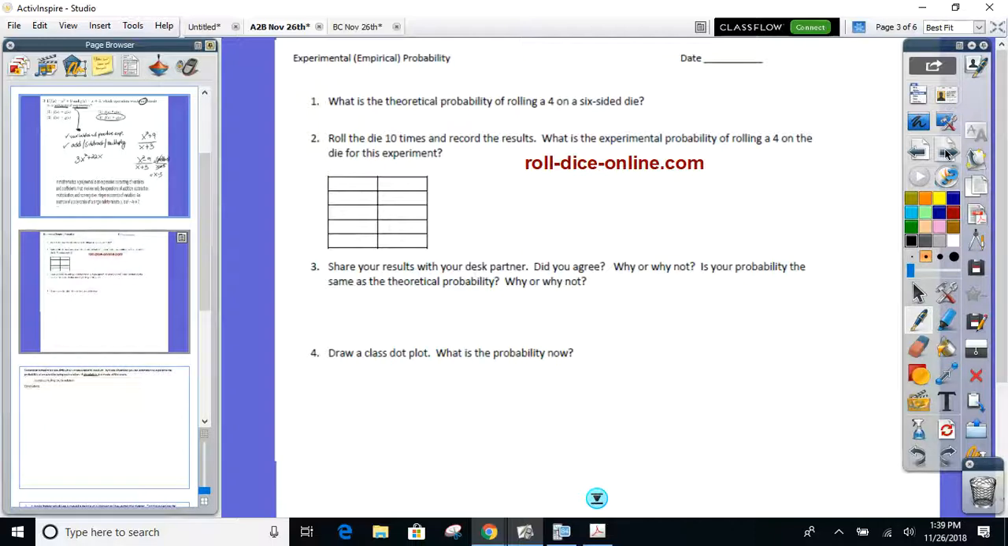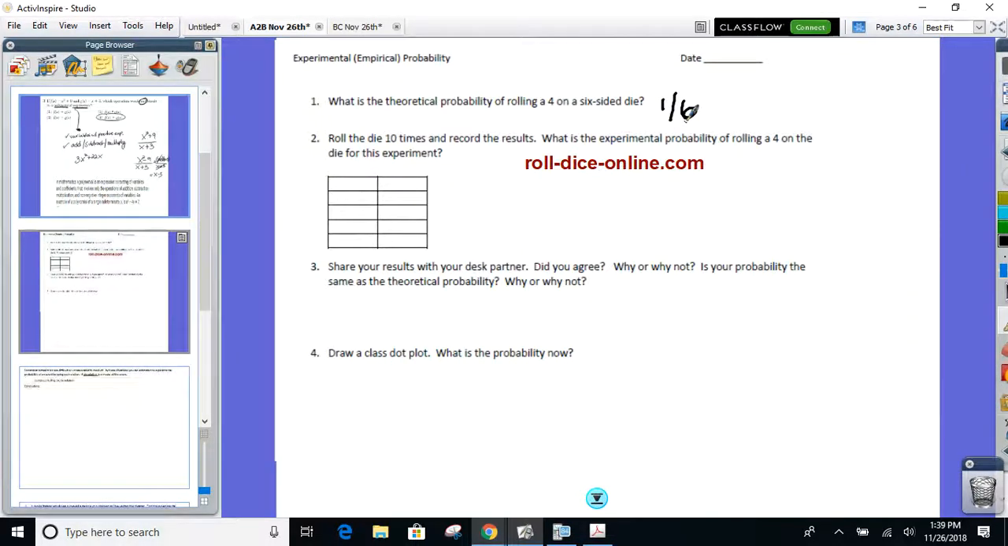Good. And there's 2 types of probabilities. There's experimental and there's theoretical. Theoretical is what should happen. So help me answer this question pretty quickly here. What's the theoretical probability of rolling a 4 on a 6-sided die? So what should happen? What's my probability? 1 out of 6. 1 4 out of 6 choices. Yes, 1 out of 6.